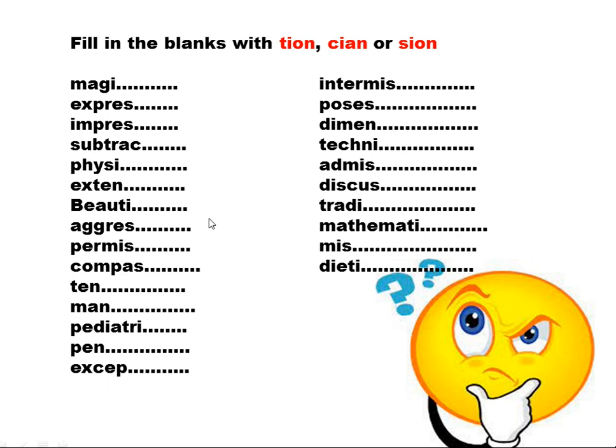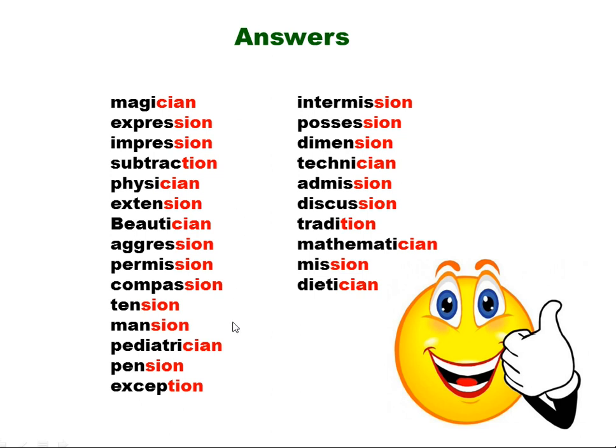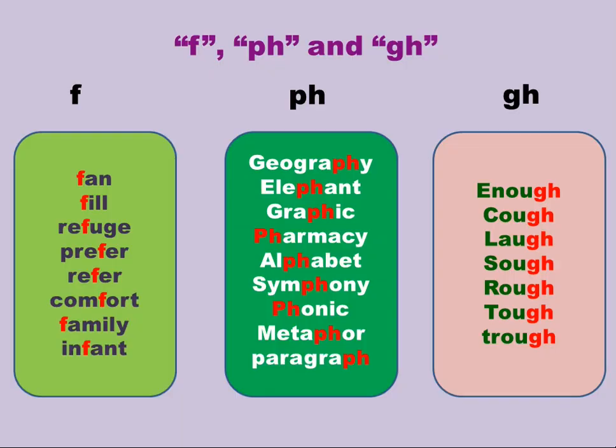Okay, now you have to fill in the blanks with tion, cian or sion. Okay, you have to make the choices according to the given patterns. Now these are the answers. So go through the answers. Just do the activities on your own and just check your answers. Okay, we'll move on to the next one.